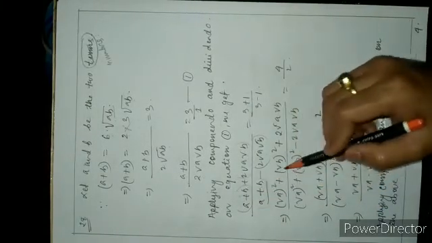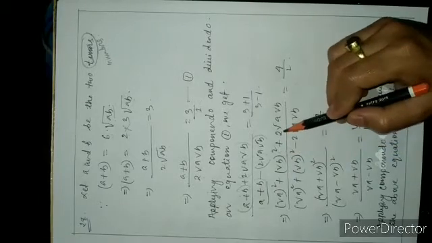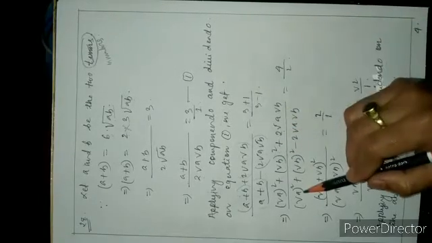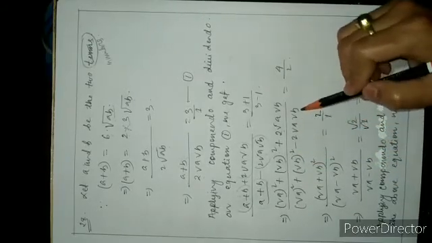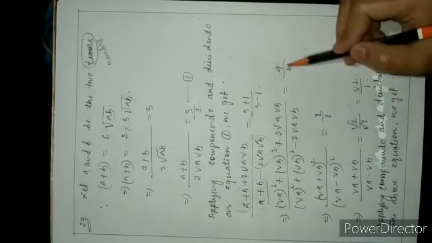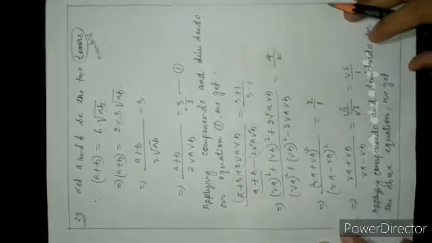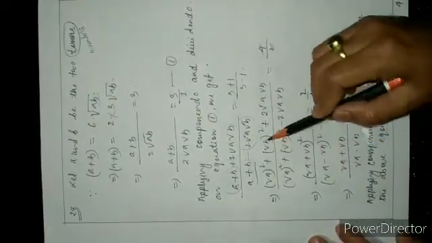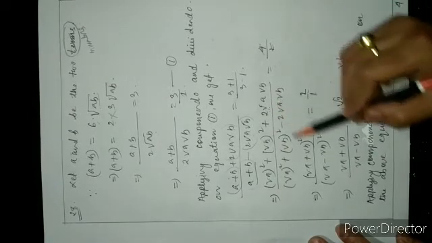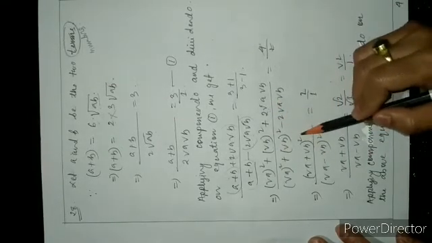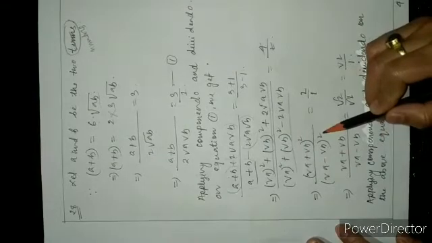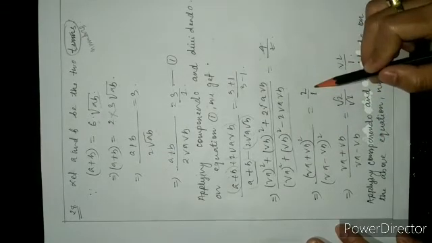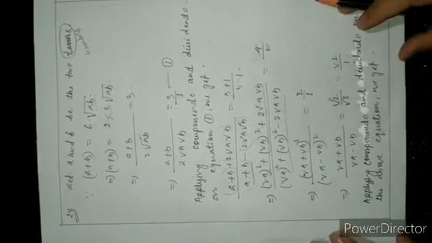A can be expressed as root A whole square, B as root B whole square. So root A whole square plus root B whole square plus 2 times root A root B, divided by root A whole square plus root B whole square minus 2 times root A root B, is equal to 4 by 2, reduced to 2 by 1. That is the expansion of root A plus root B whole square over root A minus root B whole square, which is equal to 2 by 1.